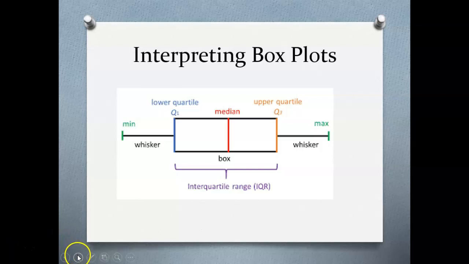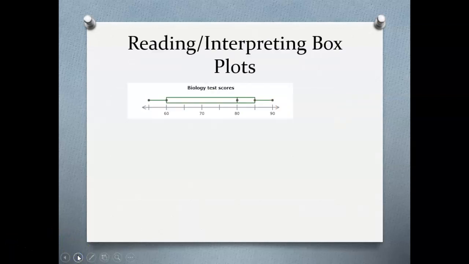So let's take a look at an example. This is a box plot of biology test scores. What is the median? Well, it's one of those it's right there questions. We don't get many of those in math. You don't have to calculate or do anything. It's right there. It's 80.